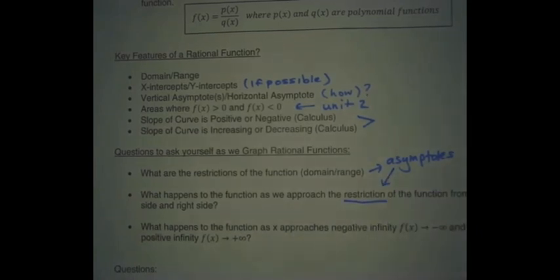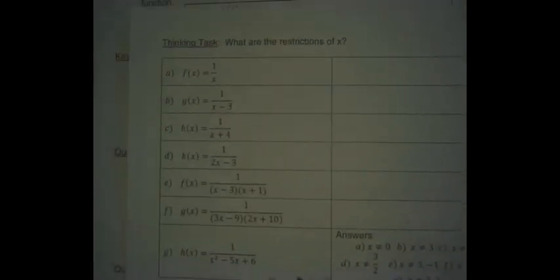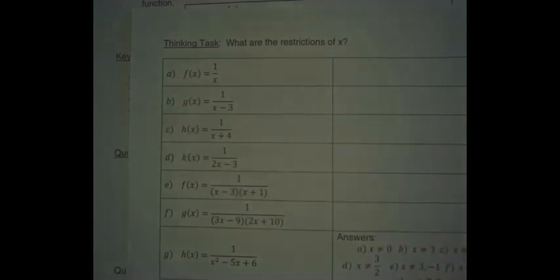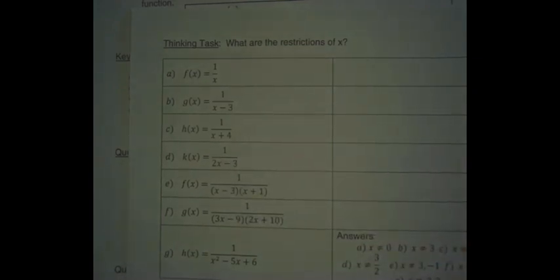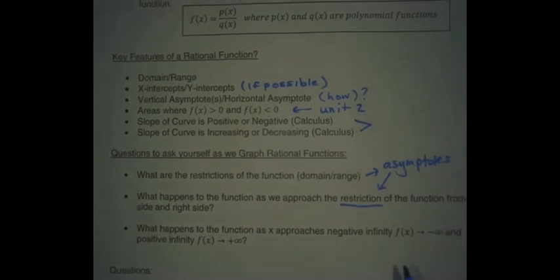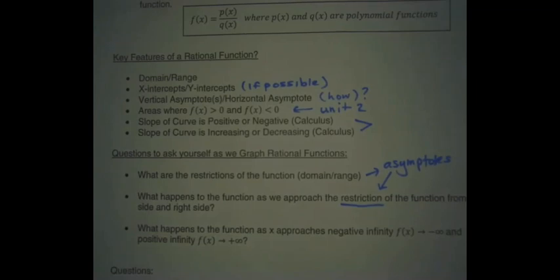If we went back to our thinking task and looked at all these functions, our asymptotes are where there are restrictions, and that's kind of what the thinking task was looking at. And we're going to look at what happens when x gets really, really big or really, really small.